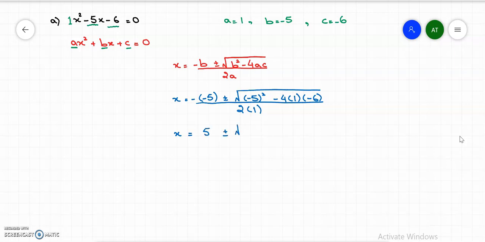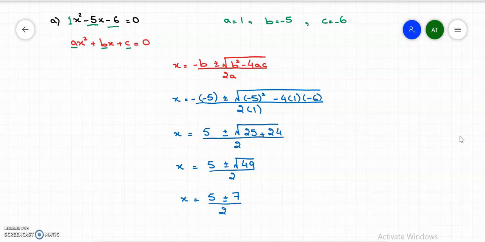Right? Now x would be equals to negative times negative 5, that would be equals to positive 5 plus minus square root negative 5 whole square would be 25, and negative 4 times 1 times negative 6 would be positive 24, and this term is whole divides 2 times 1, that is equals to 2. Let's simplify it further. x would be equals to 5 plus minus square root 25 plus 24 would be equals to 49 divides 2, and x is equals to 5 plus minus square root of 49 is 7 divides 2.